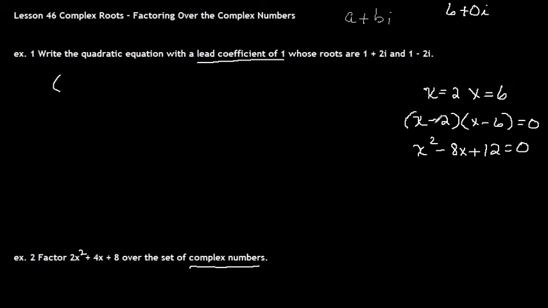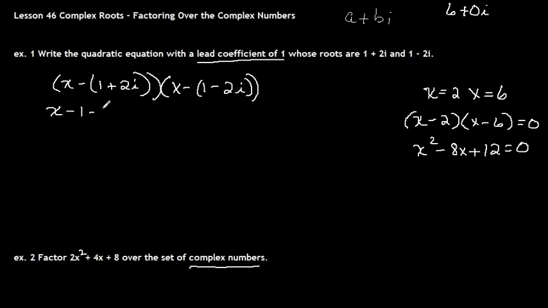So we're just going to do exactly what we did here. We're going to have x minus 1 plus 2i times x minus 1 minus 2i. We're just working our way backwards. Let's distribute it. X minus 1 minus 2i times the quantity x minus 1 plus 2i. And then you have to multiply this all out. We're going to take x times all three of these, negative 1 times all three of these, negative 2i times all three of these. Here we go.